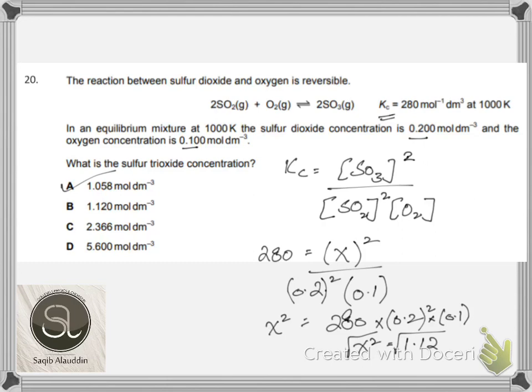Okay, so I've done these 20 MCQs to make you understand the different variety of questions that you may have to deal with in AS equilibria.